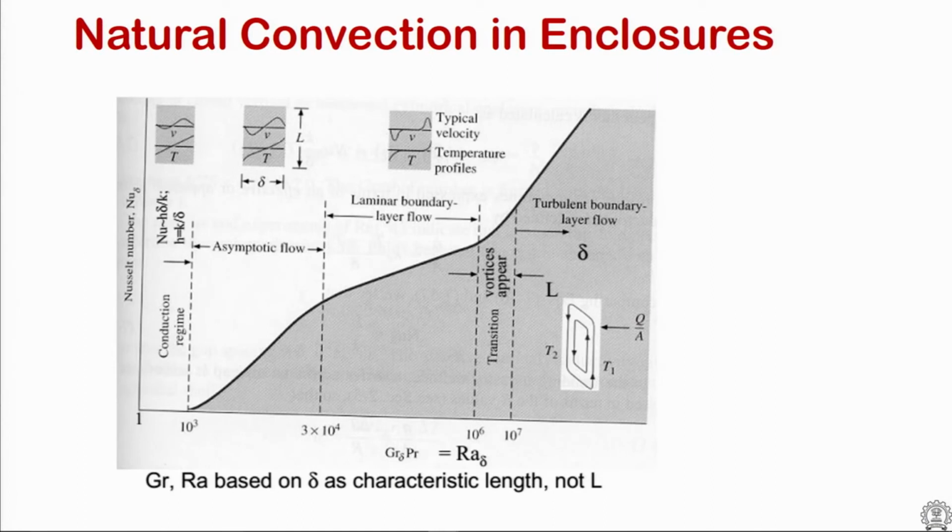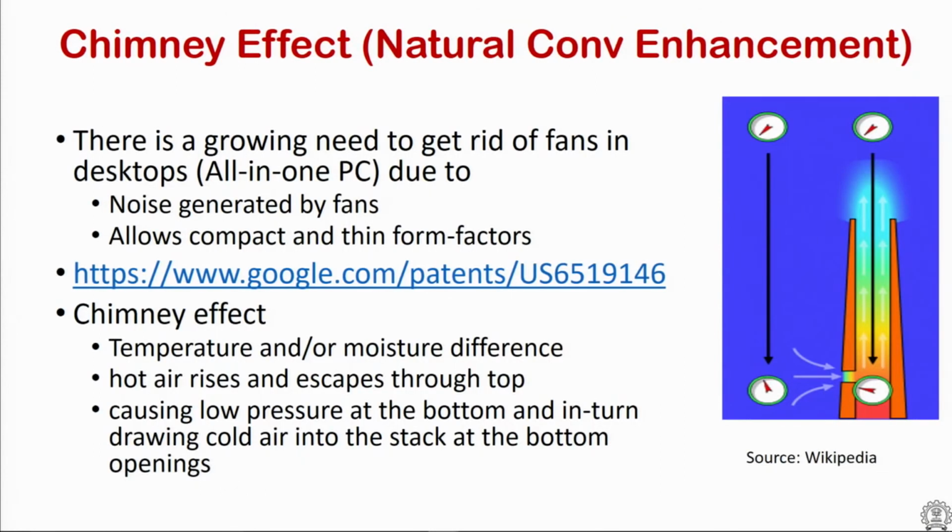And for natural convection in an enclosure, there are many different regimes and different characteristics, and that is also beyond the scope of this module. So, we will just say that one has to understand the scope of natural convection in enclosures, as well as in parallel plates in some situations. The other additional topic we will cover today is the so-called chimney effect.